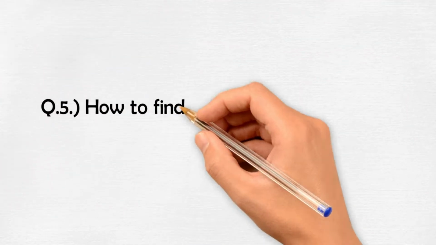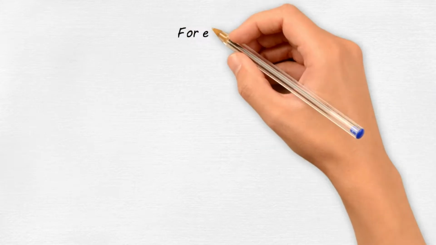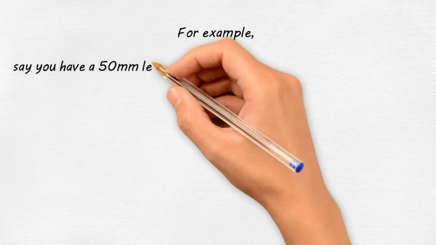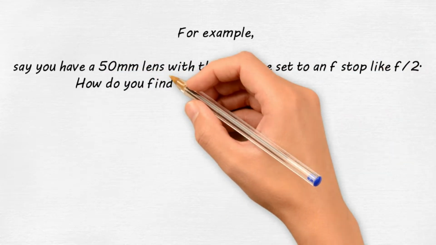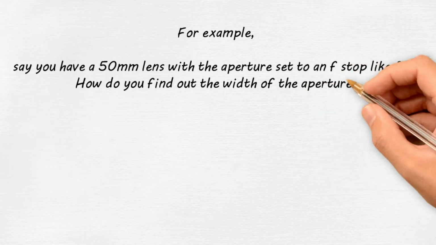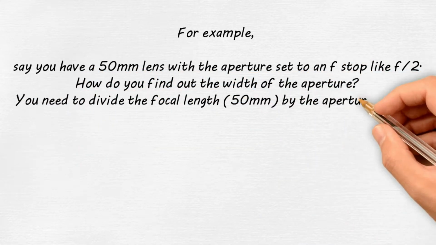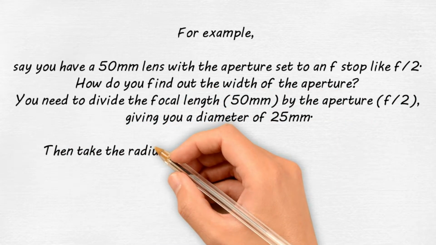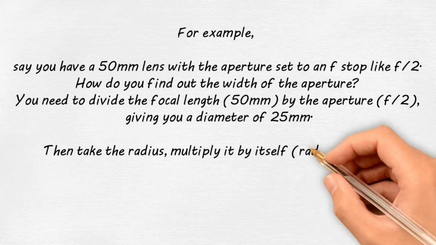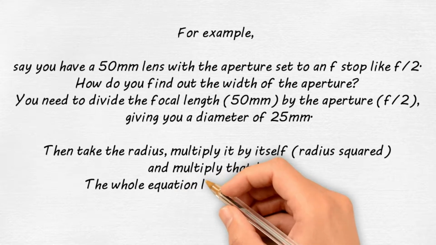Question number 5. How to find the width of aperture. For example, say you have a 50mm lens with the aperture set to an f-stop like f/2. How do you work out the width of the aperture? You need to divide the focal length, 50mm, by the aperture, f/2, giving you a diameter of 25mm. Then take the radius, multiply it by itself and multiply that by pi. The whole equation looks something like this.